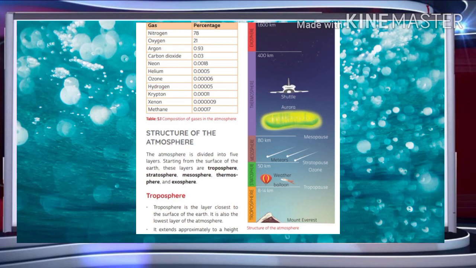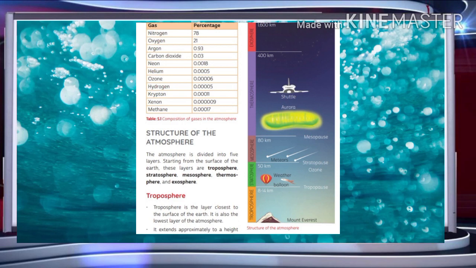Elements such as clouds, wind, rainfall, fog, frost, thunder and lightning, all the factors which determine the weather, are present in this layer. Next layer is stratosphere, which lies just above the troposphere in atmosphere. The boundary between the troposphere and stratosphere is known as tropopause. The estimated height of the stratosphere is 50 km above the surface of the earth.